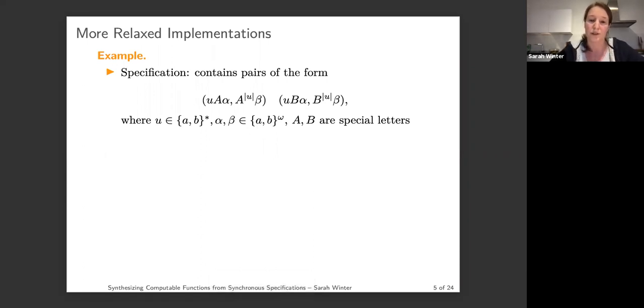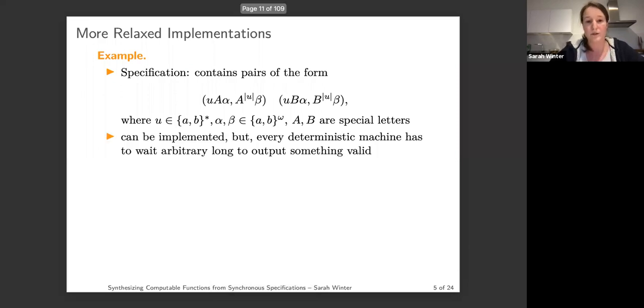Yeah, this is also a synchronous specification, but now if we want to implement it, the difference to the example before is in the example before, we had to wait until we've seen the third input letter and then could produce output. And here, if we construct an implementation, if we have a deterministic machine, then it has to wait arbitrarily long until it can output something valid. It has to wait until it sees the special signal A or B in order to determine if the output should start with the correct number of A's or with the correct number of B's.